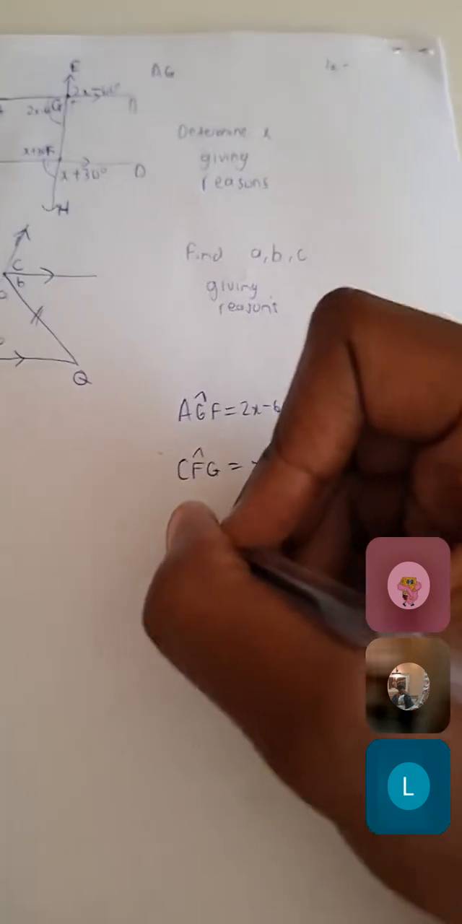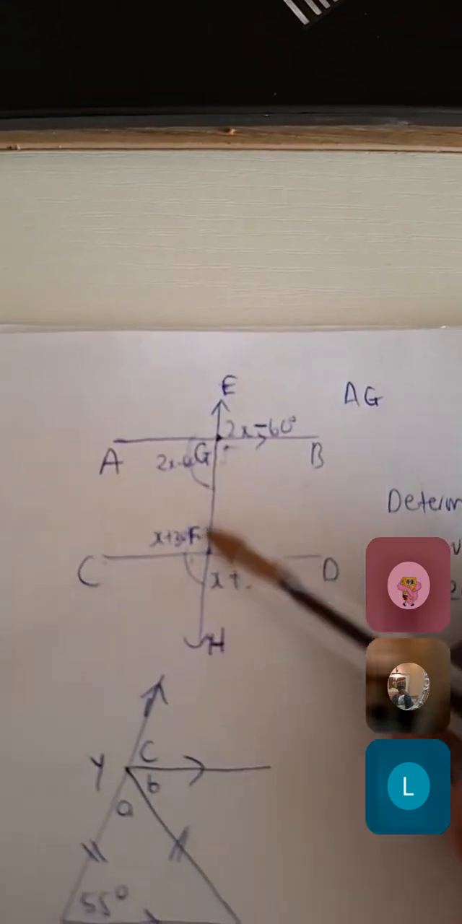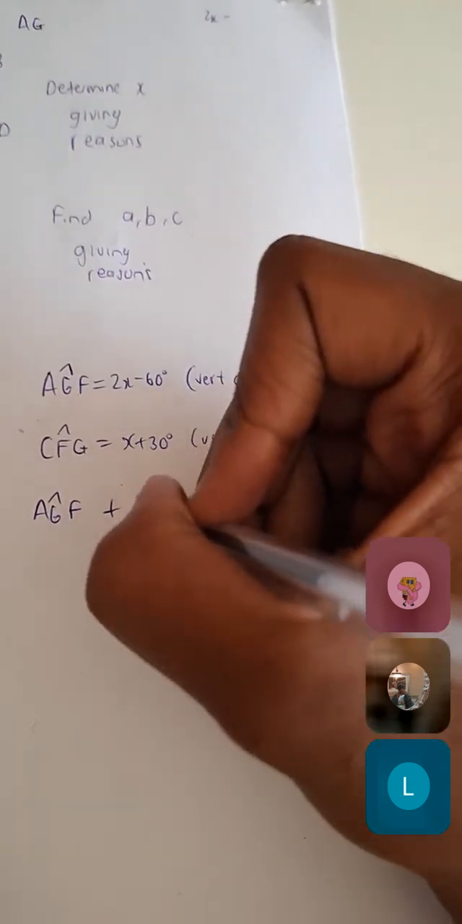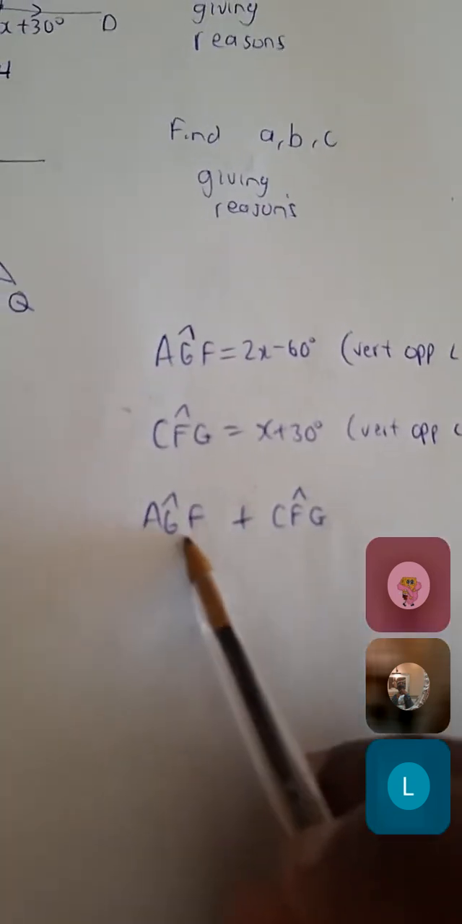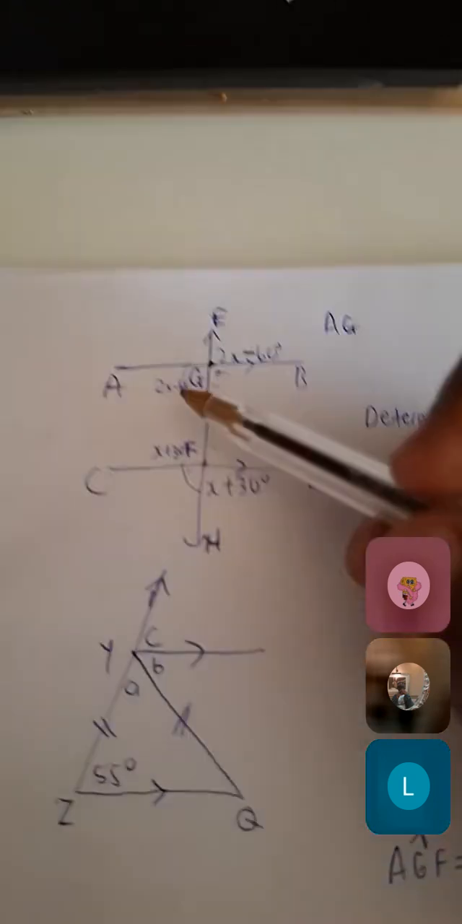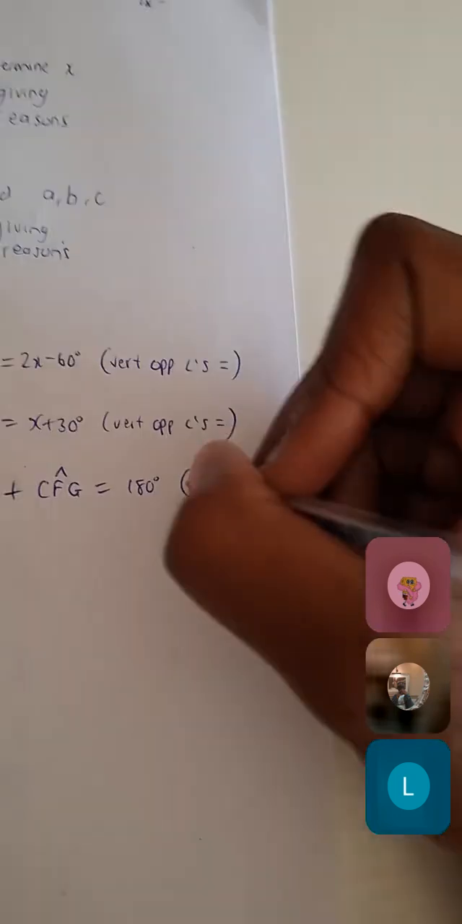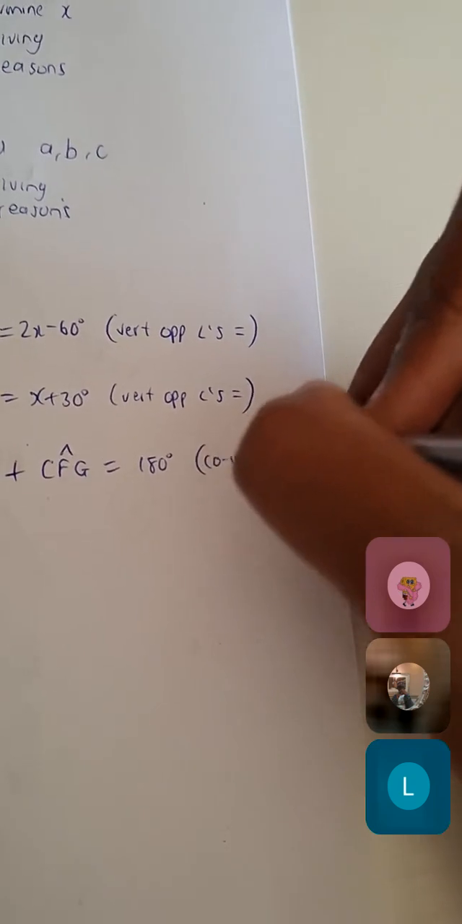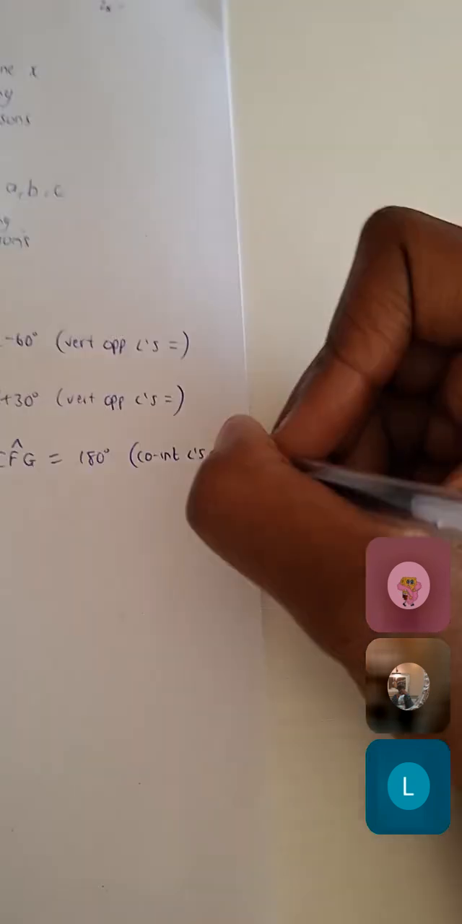Now tell me. AGF plus CFG is equal to 180. What are these? They are co-interior angles, equal to 180 degrees. What's the reason? Co-interior angles. Give me the line right after: AB is parallel to CD. Thank you.